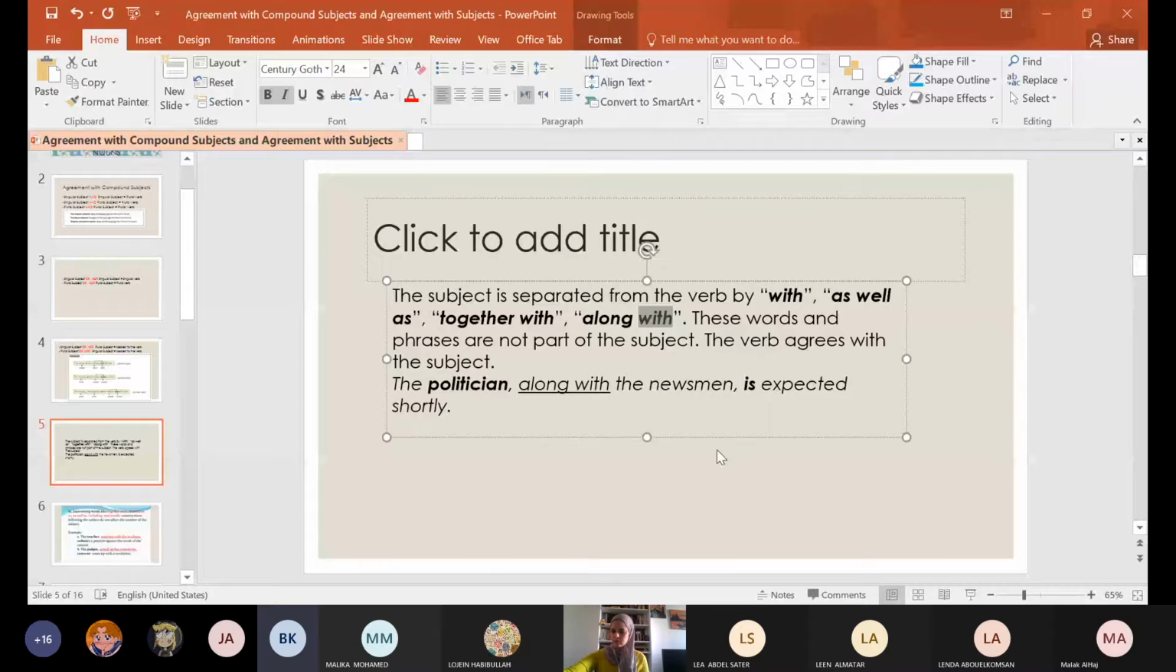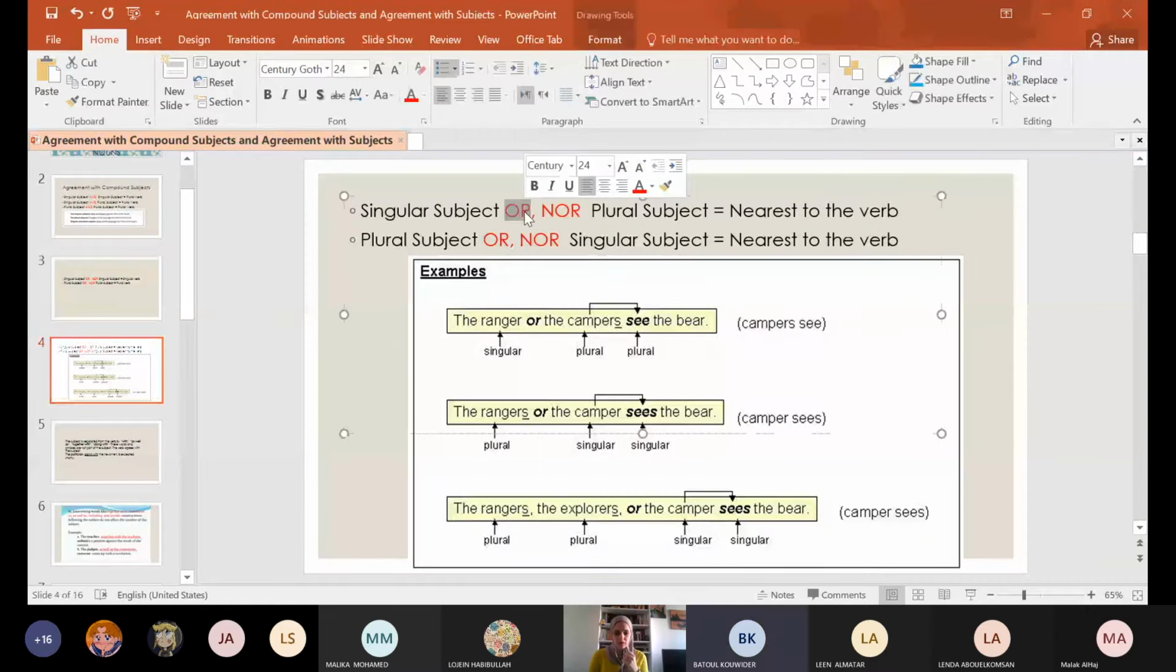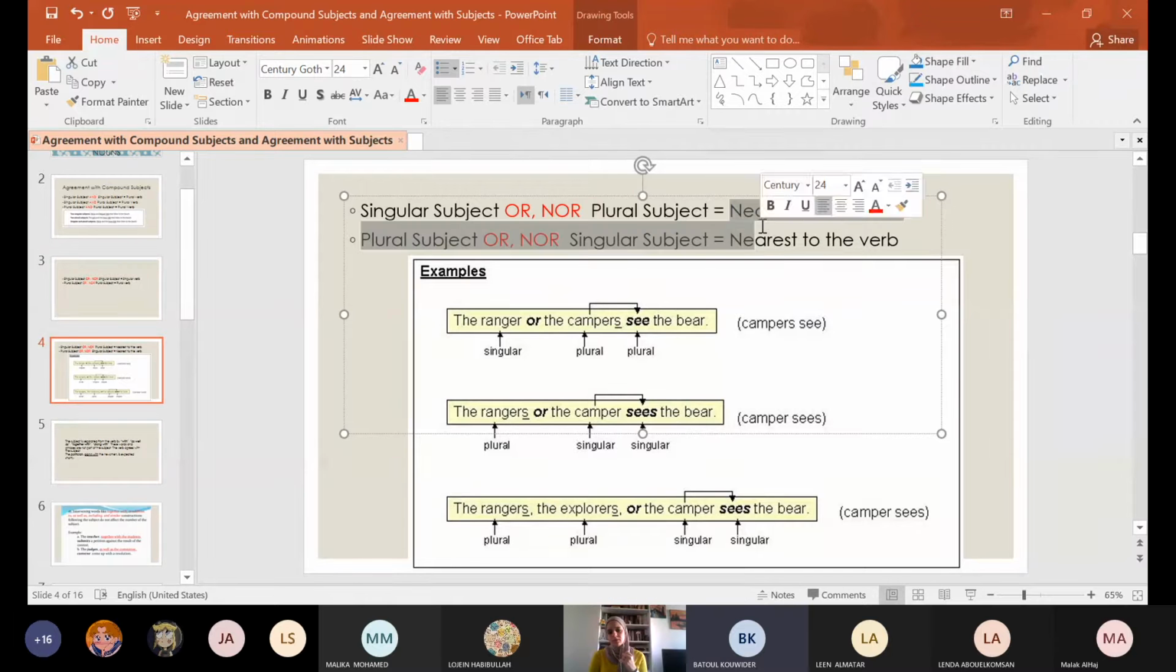Either my brother or my parents want to tour NASA. Where are the subjects, Batul? My brother and my parents. They are connected by or. When I connect subjects using or, which verb do I take? I take the one nearest to the verb, and here it is parents. Parents is plural, so I take the nearest to the verb.